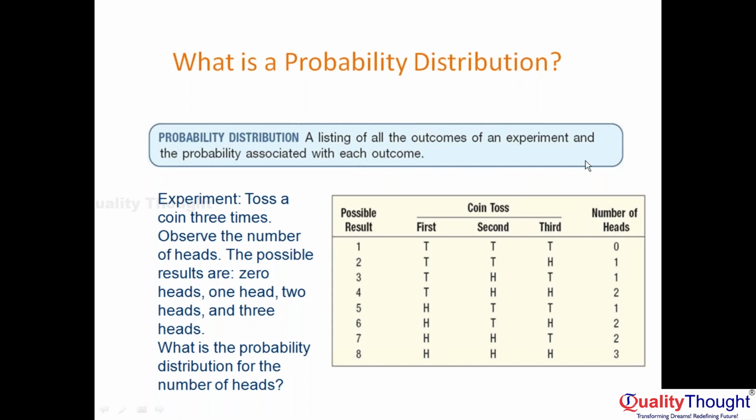If you take a look at this particular chart, it will show you the number of heads for each and every possible result. And how many iterations is it? 8 iterations.